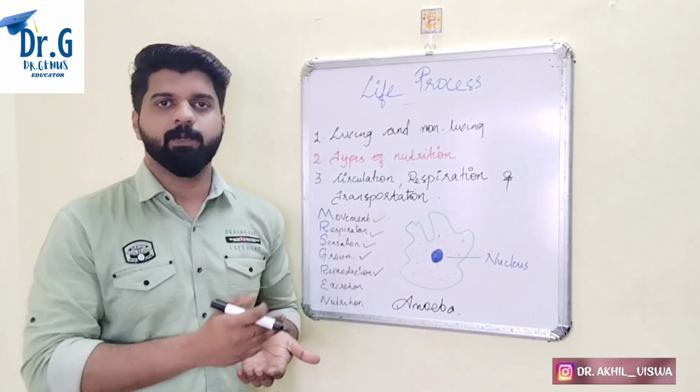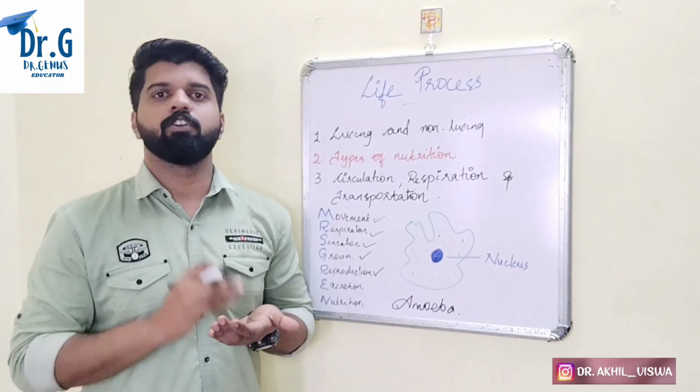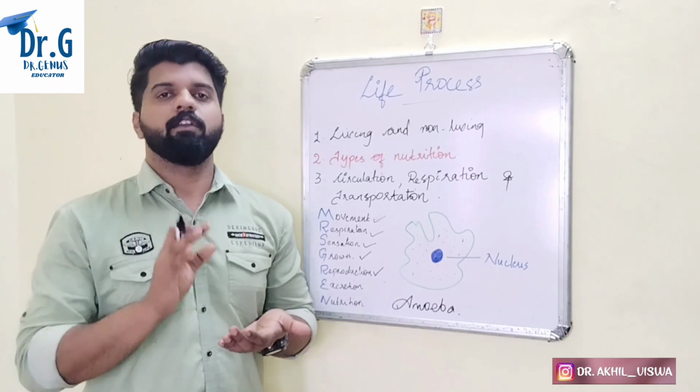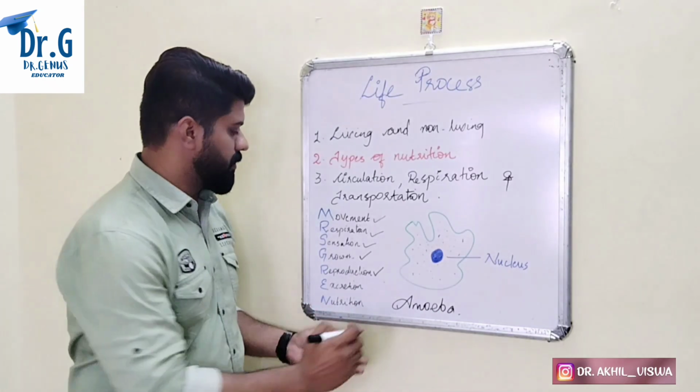Male gamete is called a sperm, female gamete is called an ovum, which are produced from gonads. Together we can say gonad. Gonad is the primary sex organ of animals. So that is called reproduction.